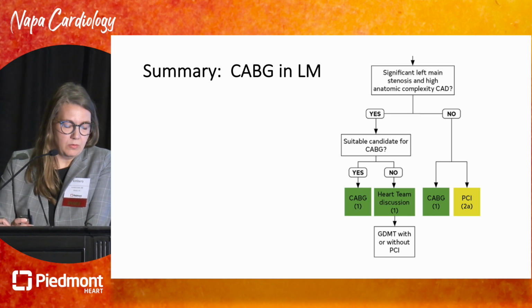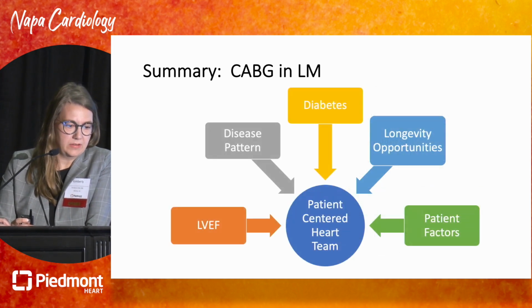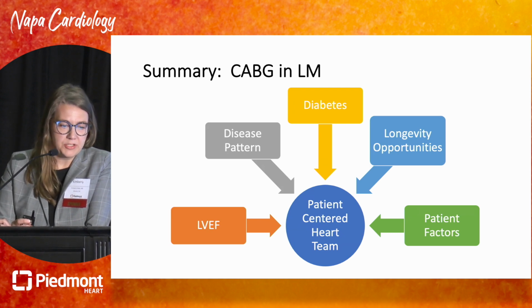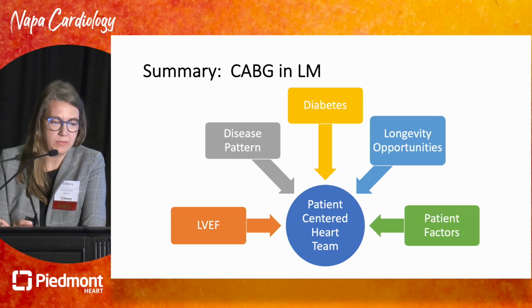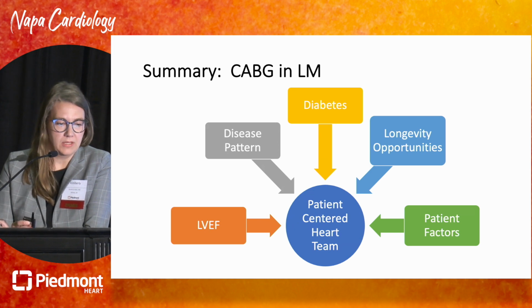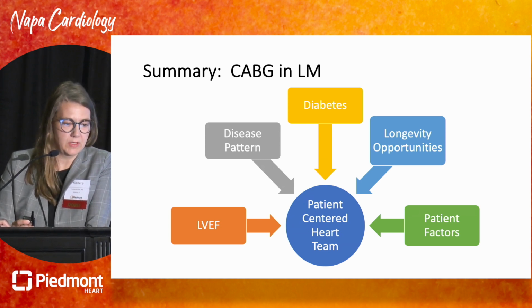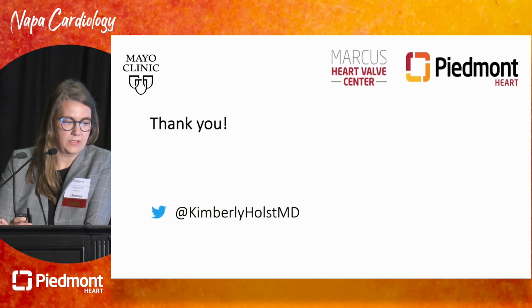So, in summary, these are our guidelines. There's a lot more that goes into the decision-making in these patients: what's their ejection fraction, how is their disease pattern, including conduits available, diabetes, longevity opportunities, and when we can do multi-arterial grafting. I think as surgeons, we have the responsibility to do that. And then, of course, there's a multitude of patient factors that really cannot be encompassed in the guidelines. Thank you.